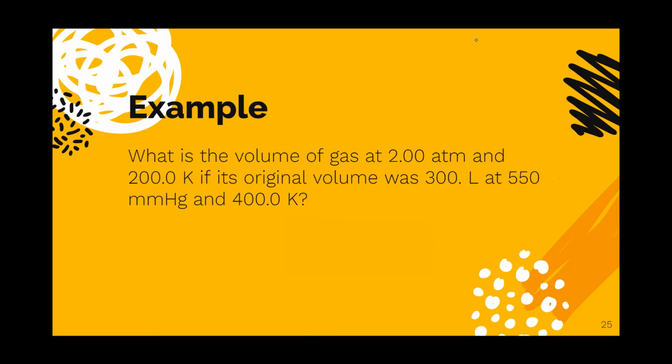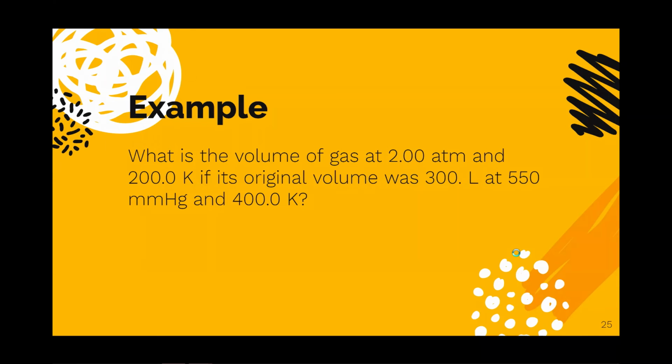All right, there's definitely a lot more to keep track of when we're doing this problem. Whoops, let's go ahead and go back. When we look at this problem, a lot of stuff is changing. What is the volume of a gas at 2 atmospheres and 200 kelvins if its original volume was 300 liters at 550 millimeters of mercury and 400 kelvins? Whew, there's a lot of numbers here.